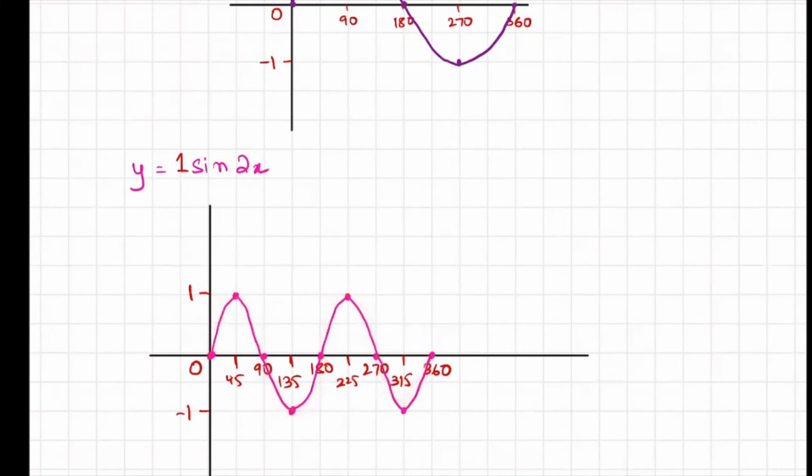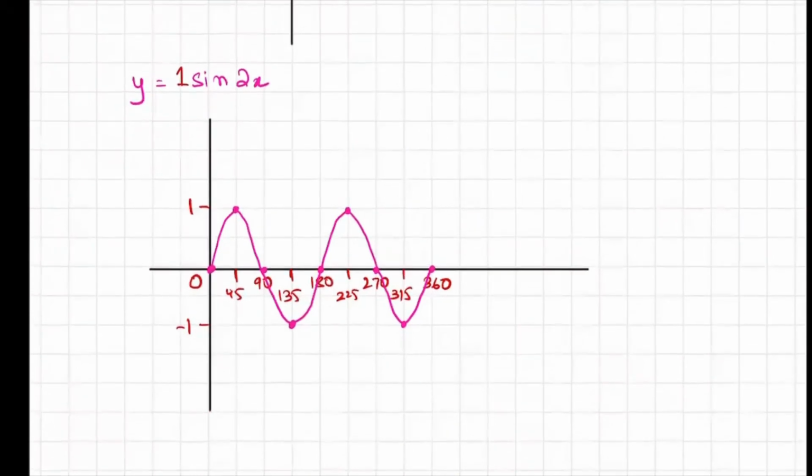So can you tell me what is the period of this graph? The period of this graph is from 0 to 180 degrees. This is my complete one period. Okay, and what is the amplitude? The amplitude is the same, which is one here and one down below.